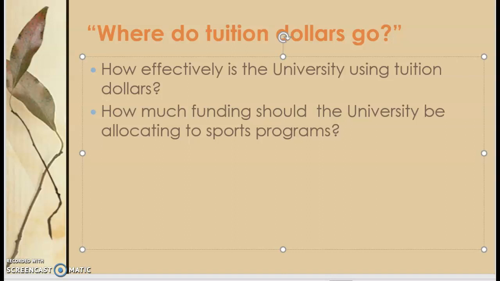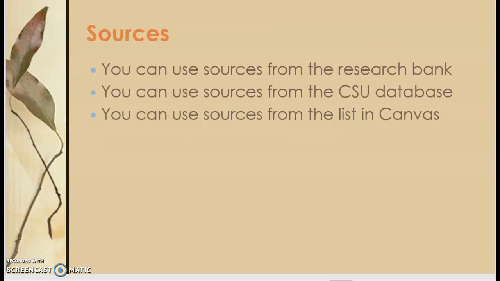Okay, and in the next video that I publish, we're going to talk a little bit more about this idea of the synthesis grid, which is a process tool that will help you keep track of your sources. But in the meantime, what I'd like you to be doing is refining that question and then beginning to gather sources. So just a couple of things to pay attention to. You can use sources from the research bank. You can use sources from the CSU database, and you can use sources from the list on Canvas. And then we'll talk a little bit more in the next video about how to evaluate for credibility, and then there can be more freedom at that point. But for now, this is where you want to look for sources.